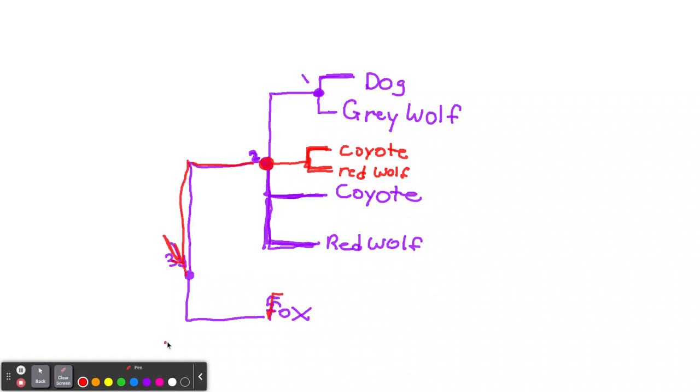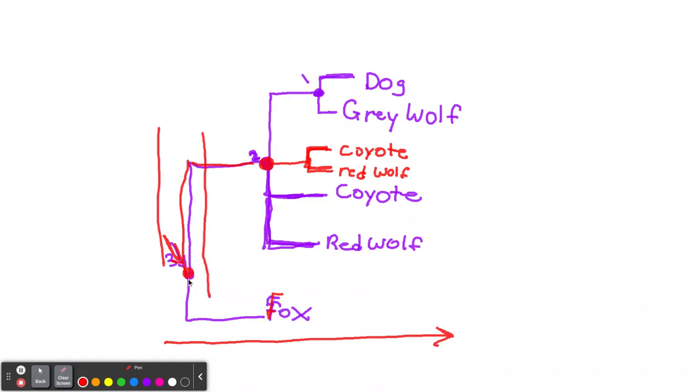And of course, again, time is going from left to right. Some phylogenetic trees do not show when that happened. But whatever this time was, in the past, right over here, there would have been a lineage that all of them descended from.